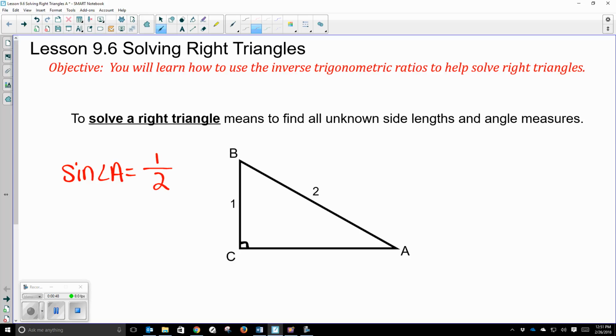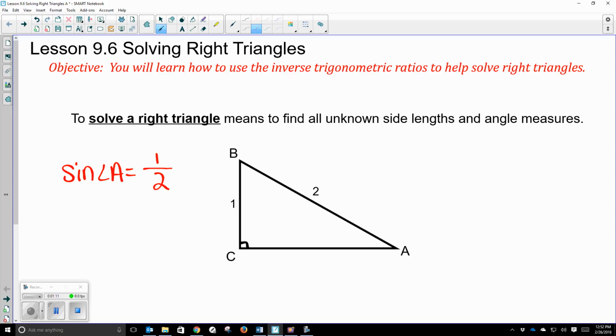Because the inverse, like if you're adding 3, you subtract 3. If you're multiplying by 3, you divide by 3. If you're dividing by 5, you have to multiply by 5. Those are inverses. If you're squaring, you would take the square root, right? So those are inverses. Well, the inverse of sine is the inverse sine.